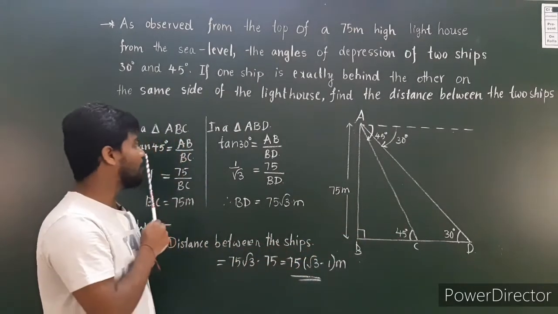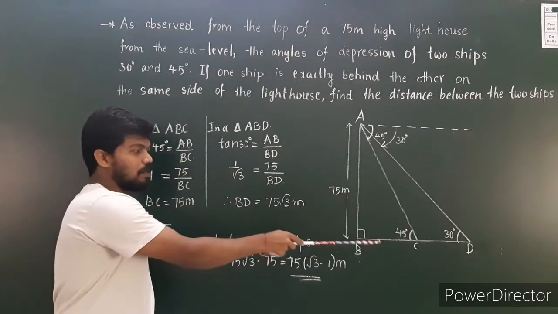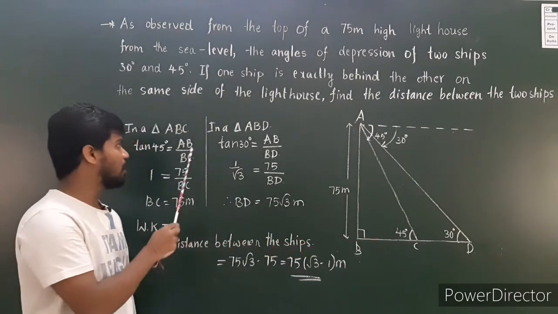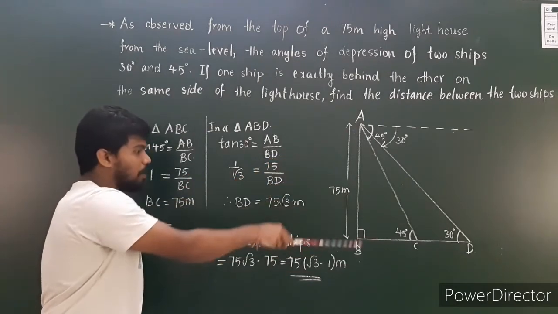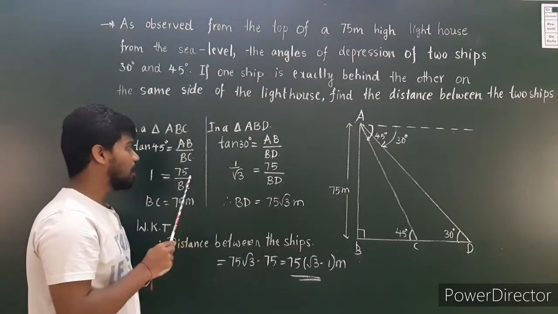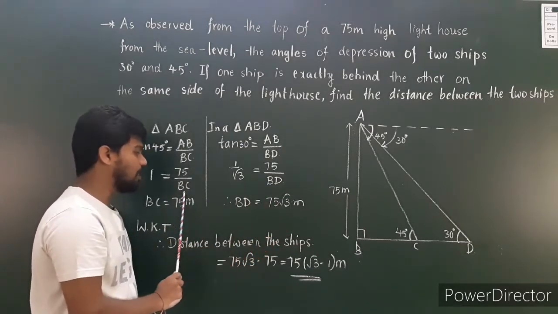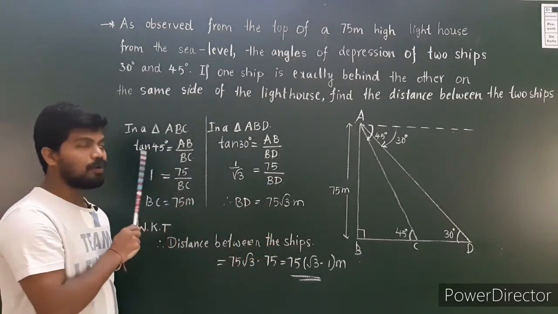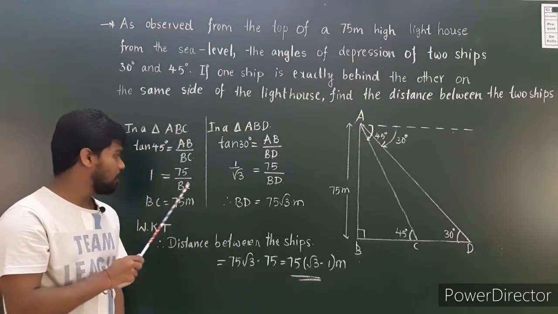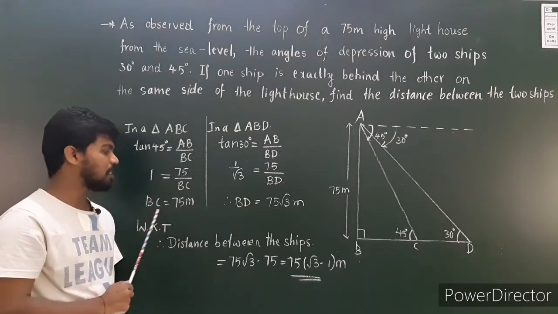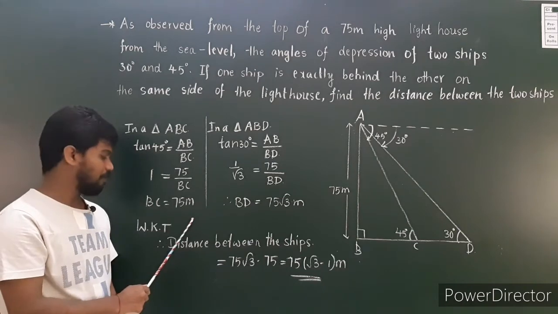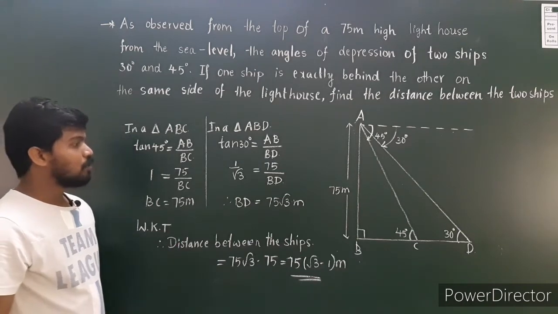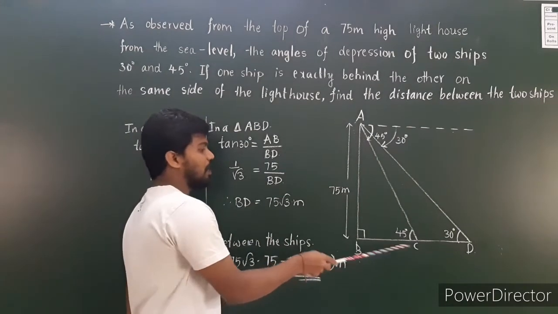You define tan 45 degree, opposite side by adjacent side, which is AB by BC. AB you know is 75, BC you don't know, so substitute. But you know that tan 45 degree is 1. Therefore, using cross multiplication, BC is equal to 75 meter. So now you know that BC is 75 meter.